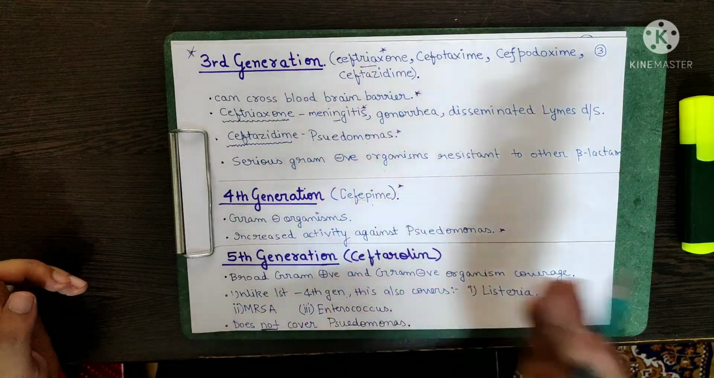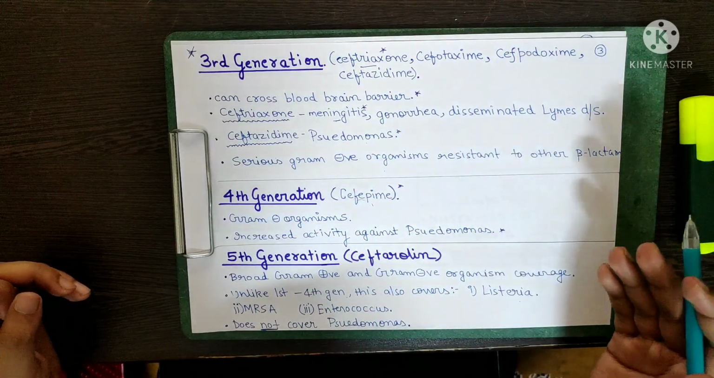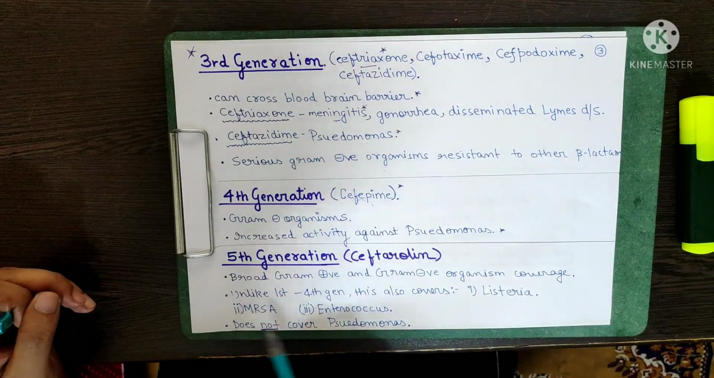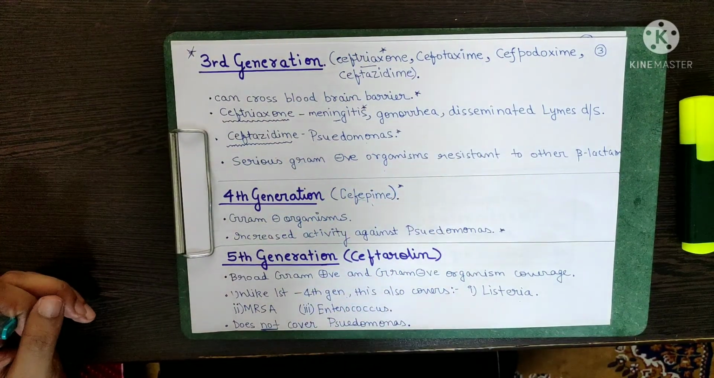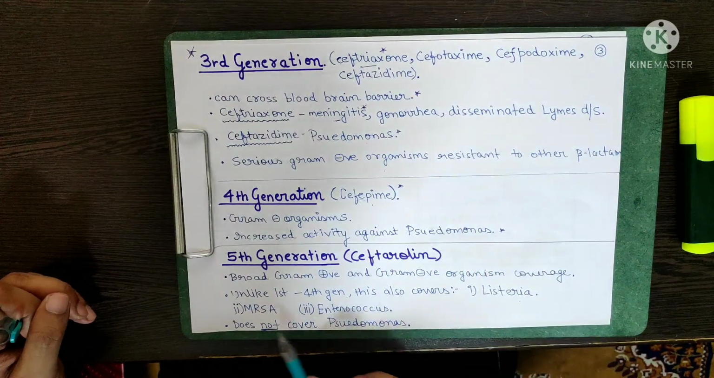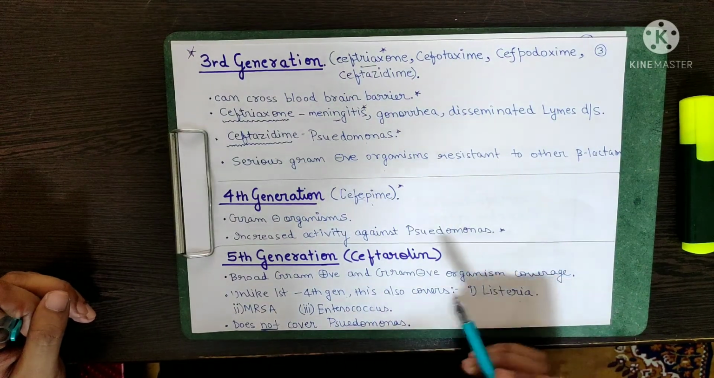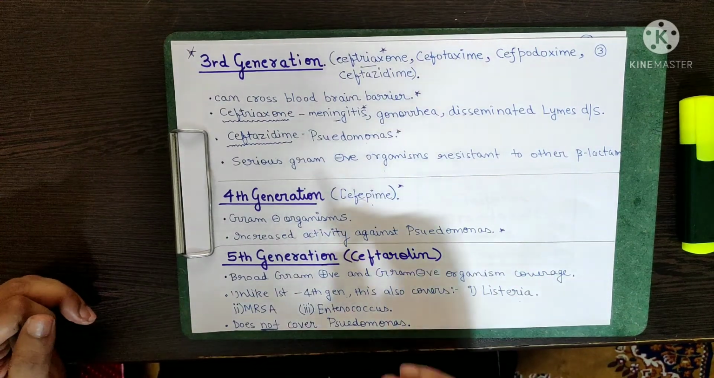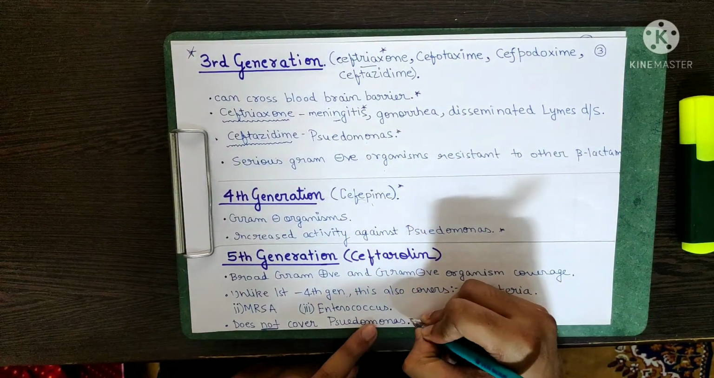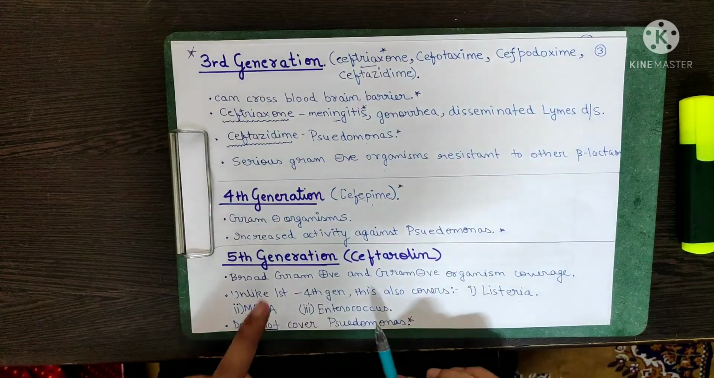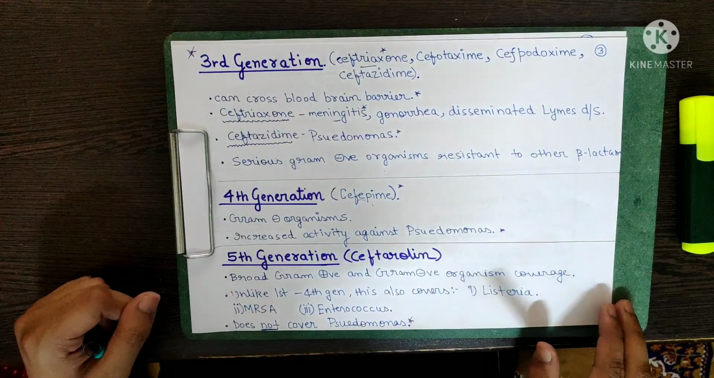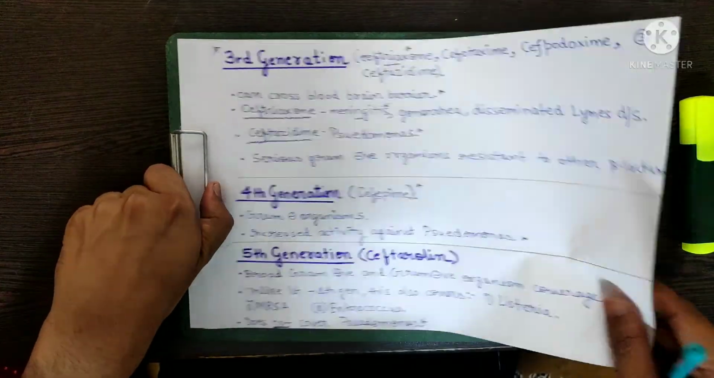Those were LAME: Listeria, atypicals, MRSA and Enterococcus. So these are the organisms specifically that are covered by fifth generation cephalosporin, except atypicals. So Listeria, MRSA and Enterococcus will be covered, and both gram positive and gram negative will be covered. And most importantly, you have to remember that it does not cover Pseudomonas. You have to know what is not covered by this more than what is covered by this. This is more important. Okay, so this was important about third, fourth and fifth generation.